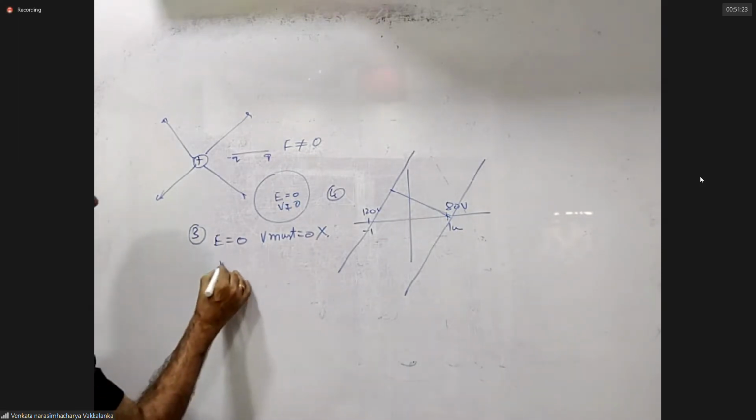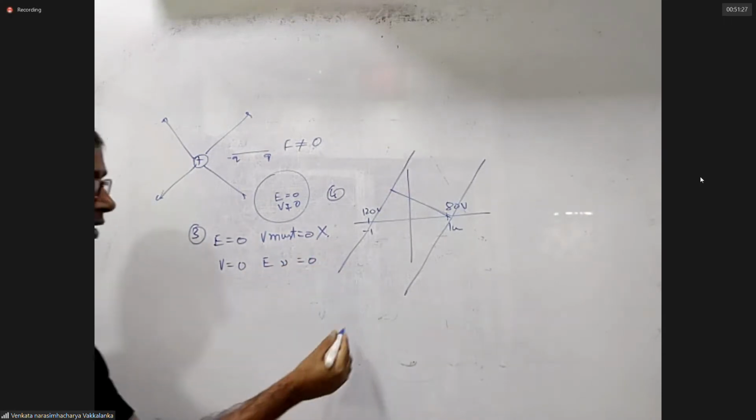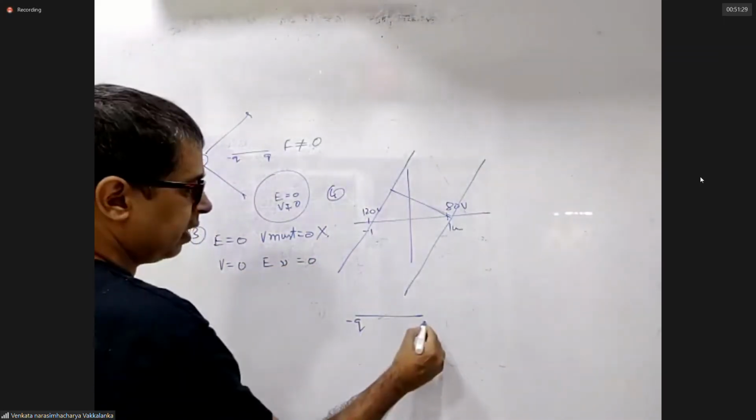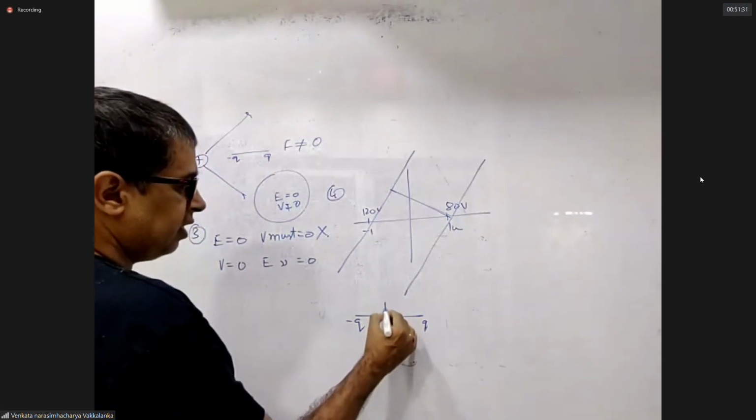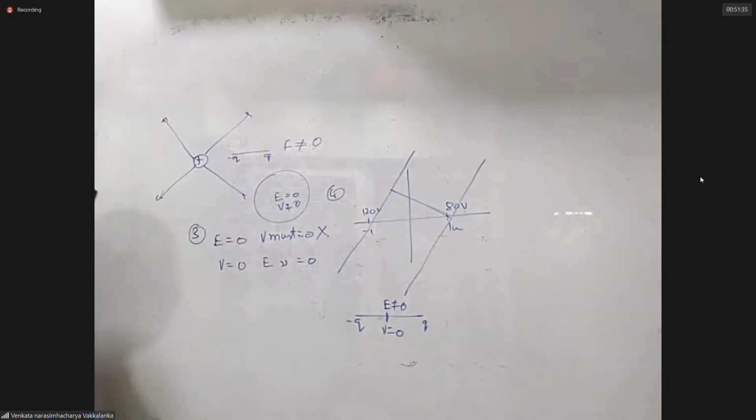Second option: if potential is 0, field must be 0. This is also wrong. Why? Take the potential of minus Q and Q. At the center, the field is not 0, but the potential is 0.